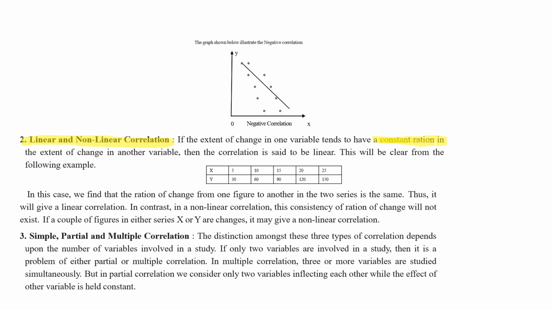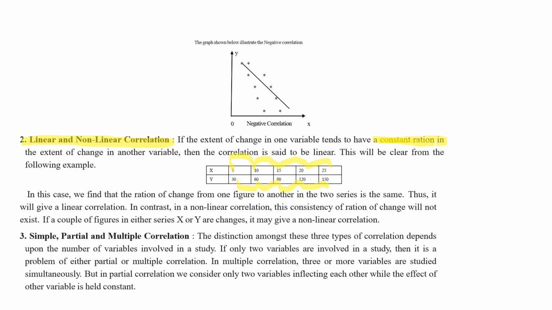If x is 5, then y becomes 30. If x is 10, then y becomes 60. 15, 90. So the difference between these is 5, 5, 5, 5, and the difference between these is 30, 30, 30, 30. In the same extent, with the same constant ratio in the extent of change in the other variable, we can call it a linear correlation. So in this case, we find that the ratio of the change from one figure to another in the two series is the same.